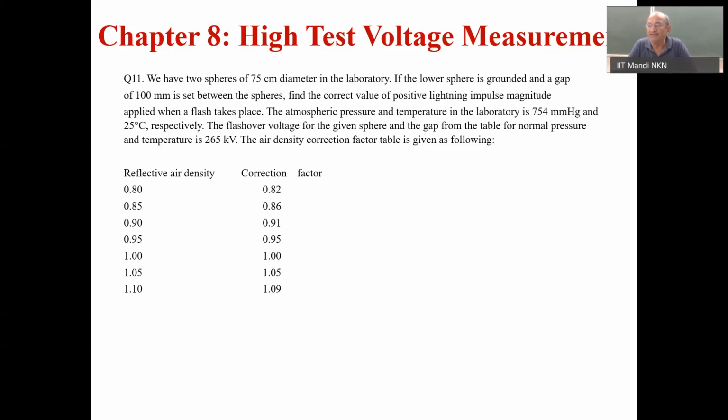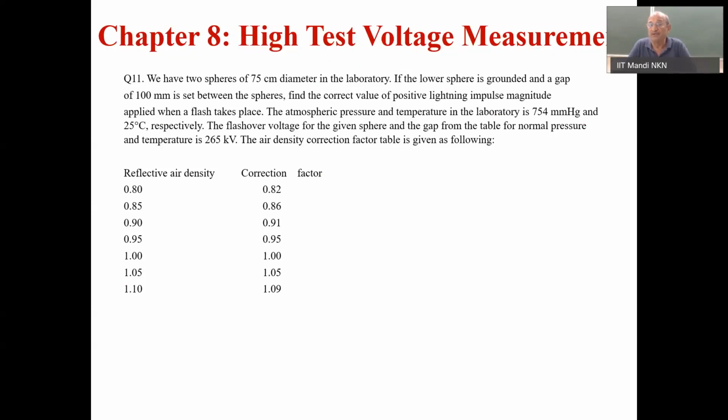So at 100 millimeter, the breakdown occurs. You can immediately refer to the table for lightning impulse flashover, the positive polarity lightning impulse table. And for 100 millimeter, you can know the magnitude of voltage needed to make a breakdown in the gap. But the table is derived for standard or nominal pressure and temperature.